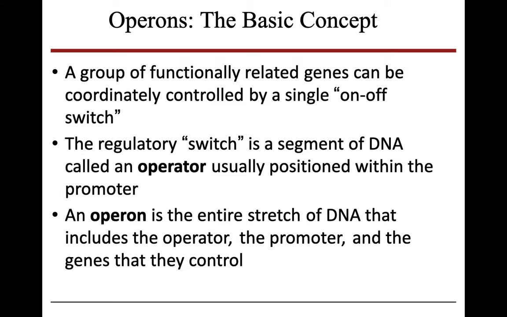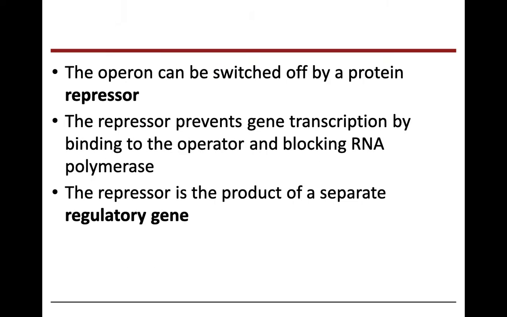Operons are a group of functionally related genes that can be coordinately controlled by a single on-off switch. Think about your kitchen and how you might have one switch for a bunch of different lights that turn on simultaneously. The regulatory switch is a segment of DNA called an operator, which is usually found within the promoter and tends to be near the TATA box in eukaryotes. An operon is the entire stretch of DNA that includes the operator, the promoter, the terminator, and all of the genes that control the functional products of our trait.